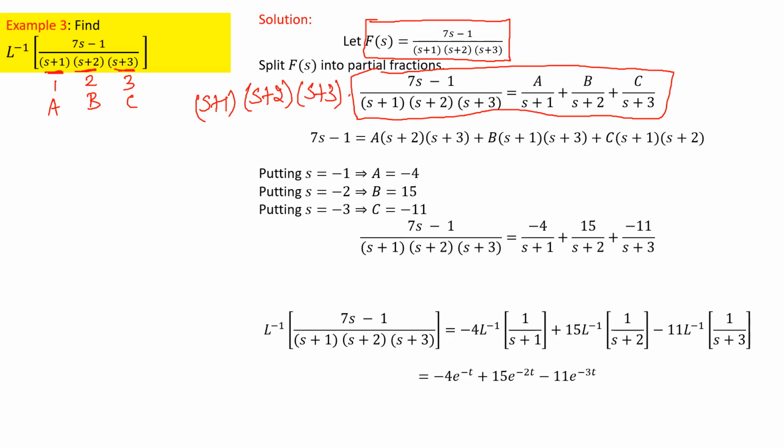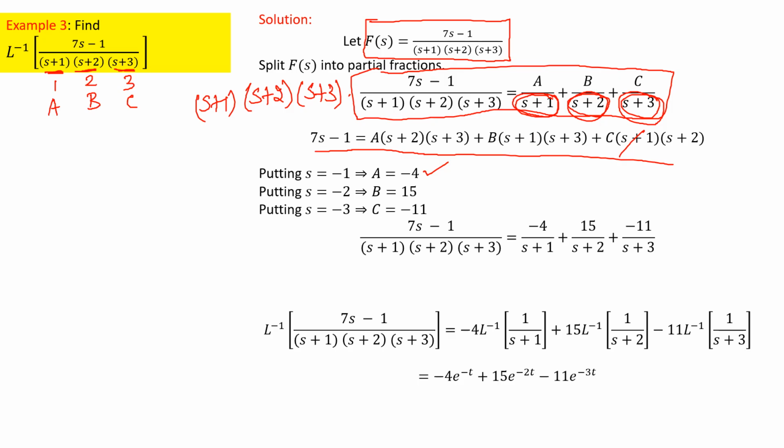If we multiply both sides of the equation like this, then we have 7s minus 1 equal to a times s plus 2, s plus 3, plus b times s plus 1, s plus 3, plus c multiplied by s plus 1 and s plus 2. Now by putting s equal to minus 1, we know that a equal to minus 4, because if we substitute s equal to minus 1 here, this will cancel, this will cancel, and you will get a equal to minus 4.